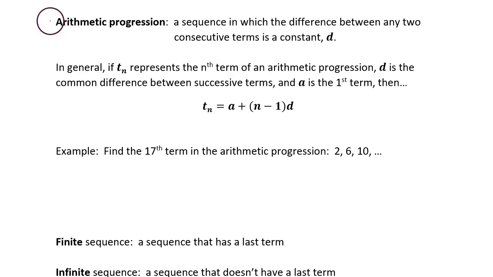One type of sequence is called an arithmetic progression. This is a sequence in which the difference between consecutive terms is a constant number. We'll refer to that constant number with the letter d. In general, this symbol, t sub n, represents the nth term of an arithmetic progression, and the letter d is going to represent the common difference between terms.